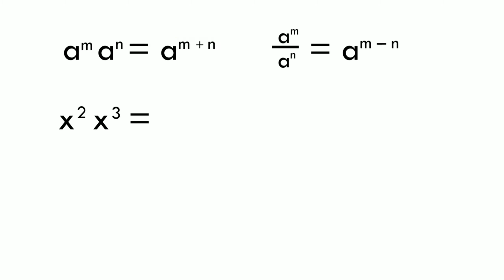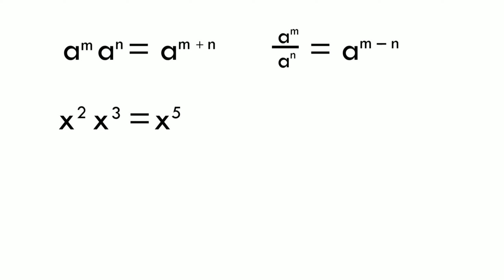Here's an example, x squared times x cubed. Again, since their base is the same, then you simply copy their base, which is x, and add the exponent. That's just 2 plus 3, and that's equal to 5. So the final answer would be x raised to the power of 5.